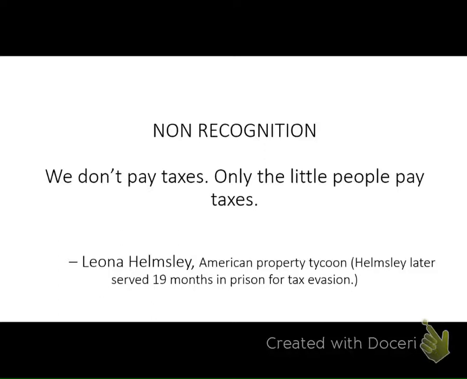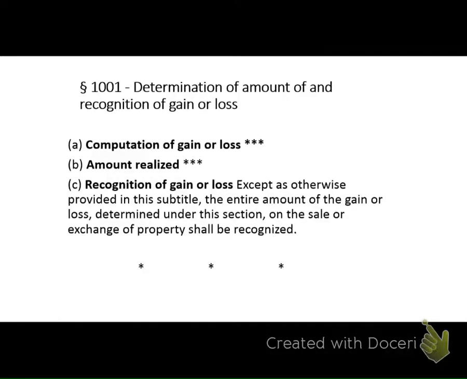With regard to gross income, we know that compensation for services is included in gross income under 61(a)(1), and we know that gains from dealing in property are included in gross income. So we've looked at section 1001 to figure out what that gain from dealing in property is.